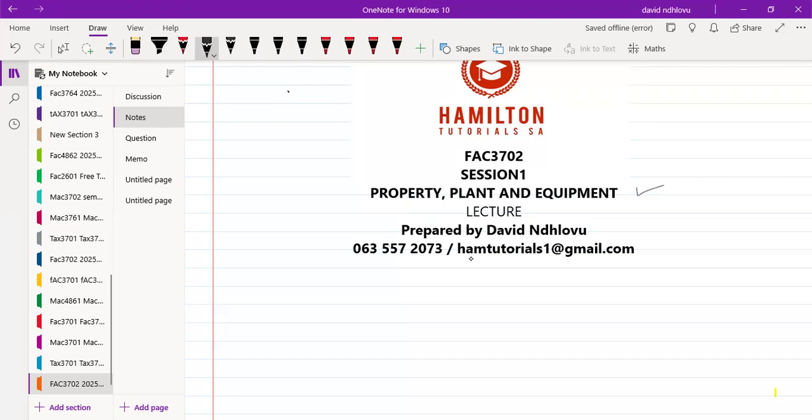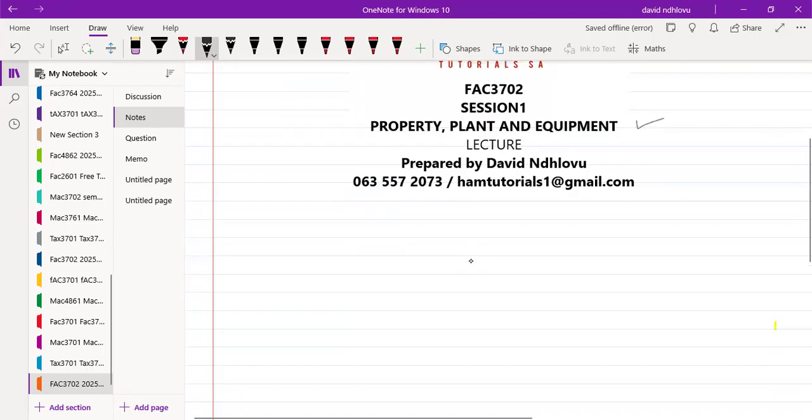So we need to make sure that we do a good job on this one and be guaranteed a very good mark on it, because we know that it is going to be there in the exam and it carries the highest marks, so we can't miss on this one. Right, so let's look at the topics that are covered in the module besides property, plant, and equipment, so that we can see the work that needs to be done on the module.